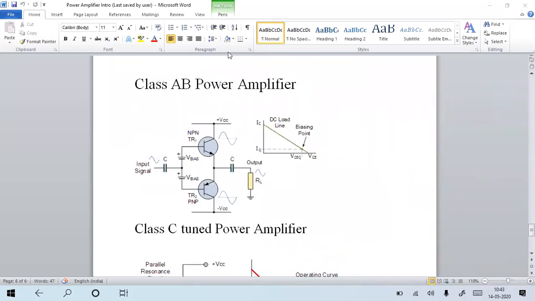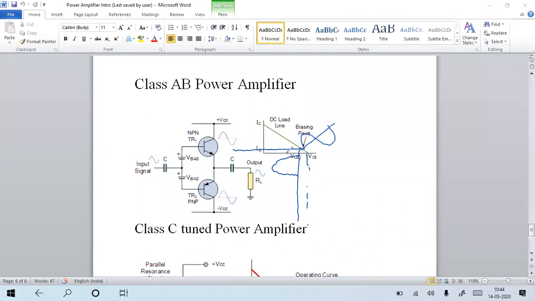So what should be the output nature of the class AB amplifier? If you are giving the input signal like this, what will happen to this nature, your current also? At maximum, only the positive portion will be completely retained. What about the negative portion? Only some half portion will be retained.